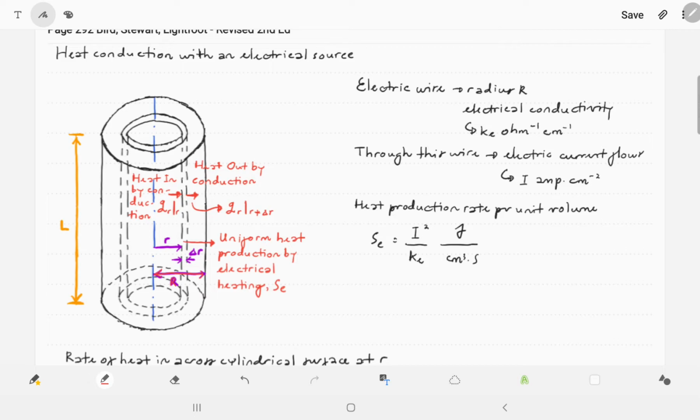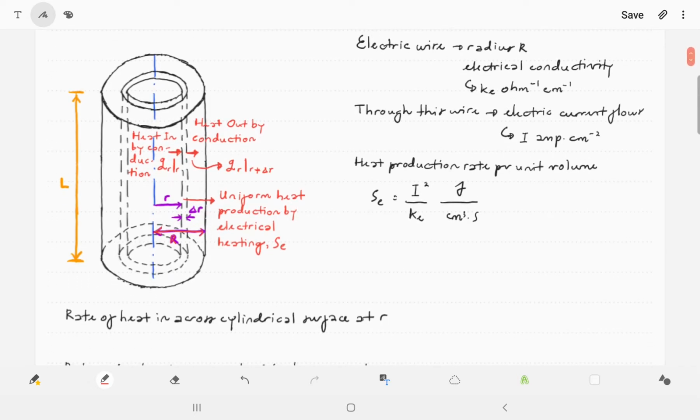The electric wire of radius r has an electrical conductivity of Ke, in ohm raised to -1 per centimeter. Through this wire, an electric current with current density of I amperes per centimeter squared flows, and the transmission of this electric current is an irreversible process. So some of the electrical energy gets converted into heat. The rate of heat production per unit volume is expressed by this particular formula.